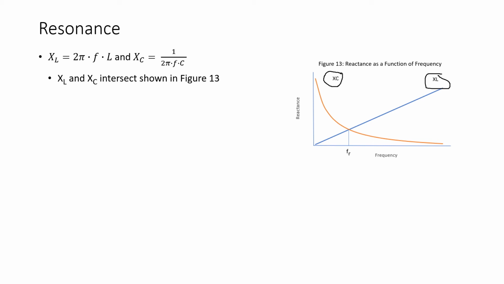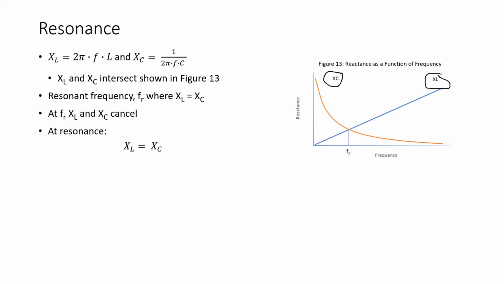Now, these two functions, X sub C and X sub L, have to intersect at some point, as we see in figure 13. And the point where X sub L and X sub C intersect, the point where they are equal, is called the resonant frequency, symbolized with F sub R. And at resonance, X sub C and X sub L will cancel out, because remember, X sub L and X sub C oppose one another.